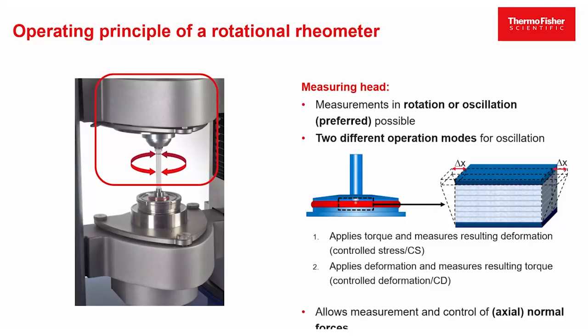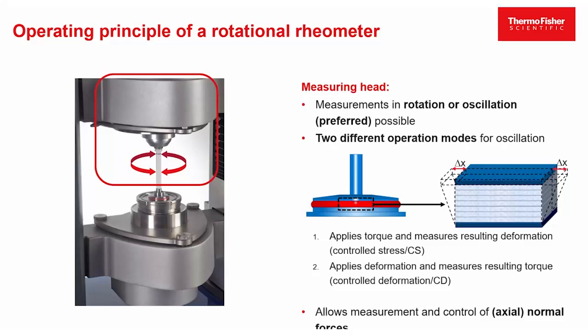The heart of each rheometer is its measuring head. The measuring head can be equipped with different types of measuring geometries and can be used to perform several types of measuring modes. For example, rotation or oscillatory measurements. When it comes to curing analysis, the rotation is not the preferred measuring mode. We will come to this later on. But when going into oscillatory measurements, which are the preferred ones, 2 different operation modes are possible.